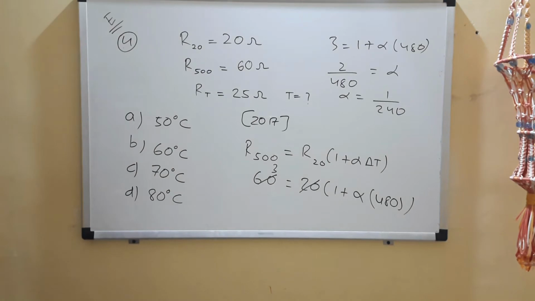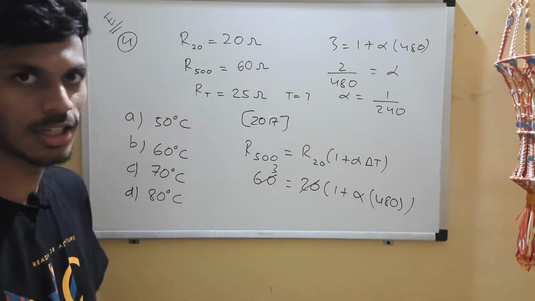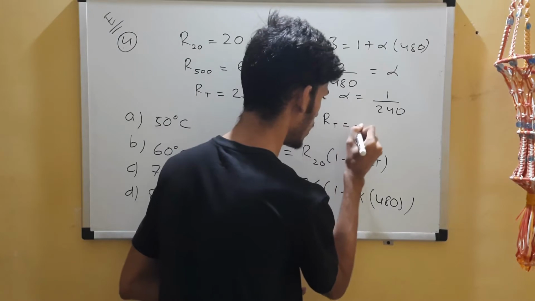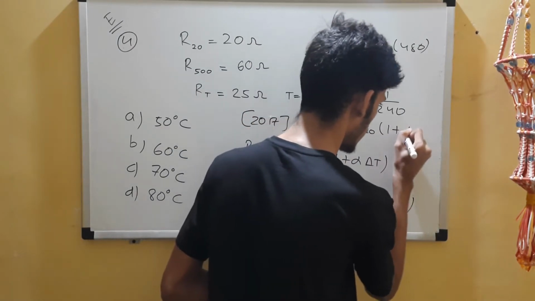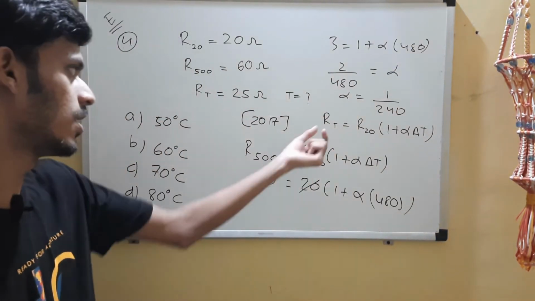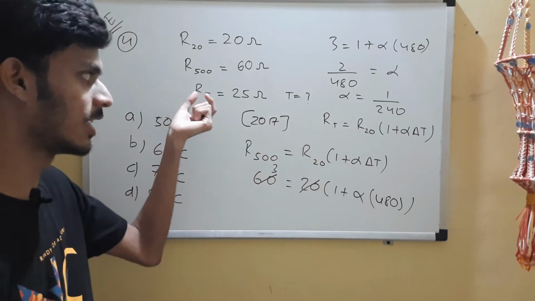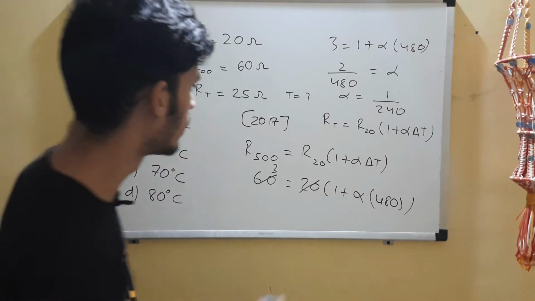We'll use it again in this equation now. Again R at T, again we'll use the temperature dependence of resistance. Here we'll use R at T equals R at 20 into (1 plus alpha into delta T), right? Again the same equation. Here we have just changed because we want to take it to the temperature T. Okay, so here we know that, I'll just clear this up.